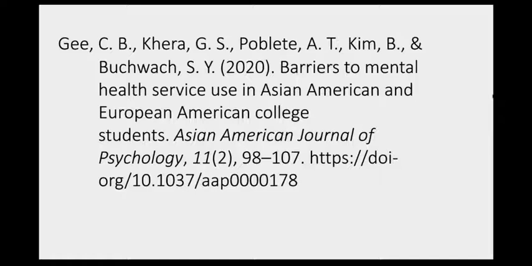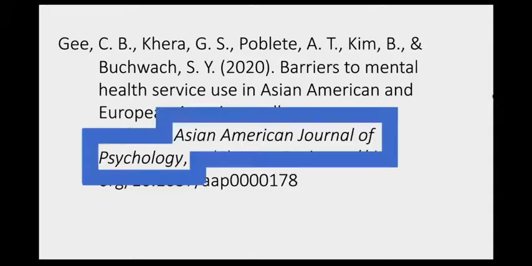So let's say that we were reading an article about mental health among college students and found this citation. To find the full text through the library and read this article, we first need to identify the journal that the article was published in. In an APA citation, this is located after the article title and is italicized. Now that we have this information, let's go to the library homepage.